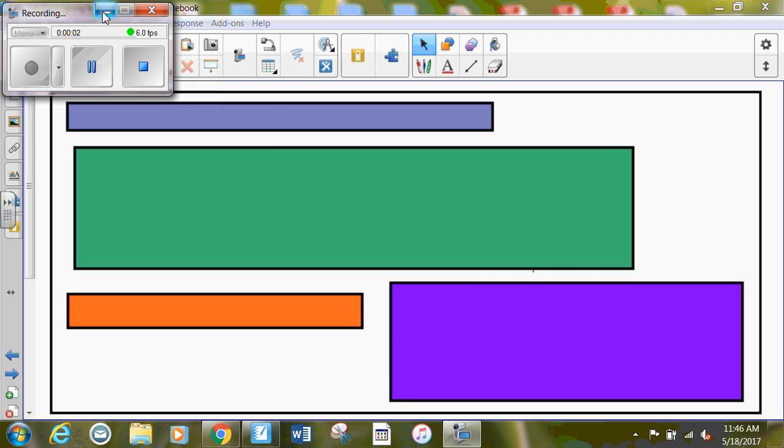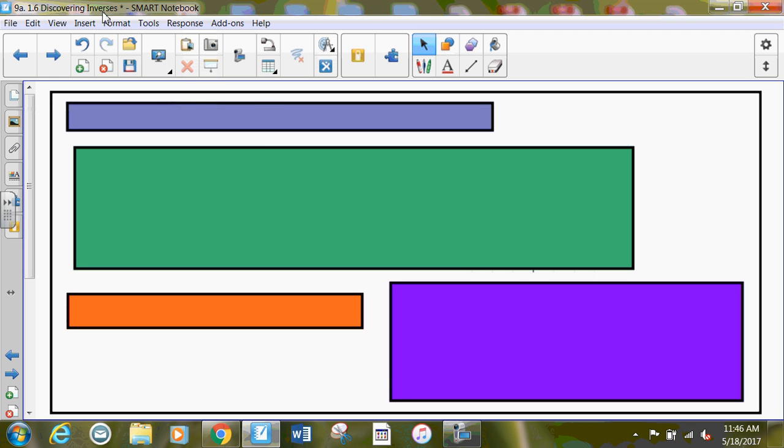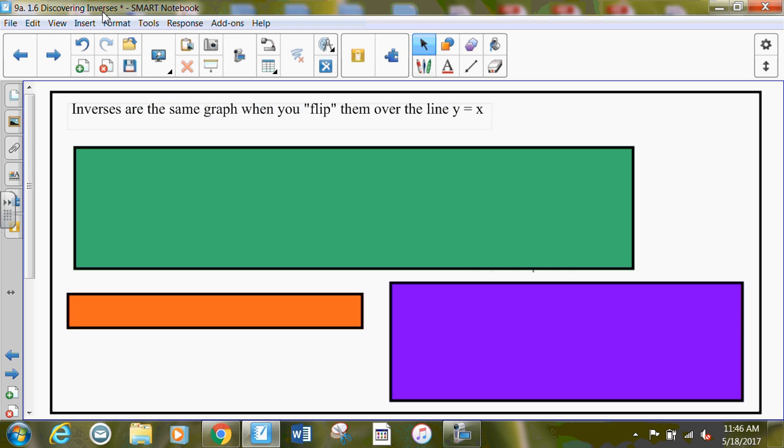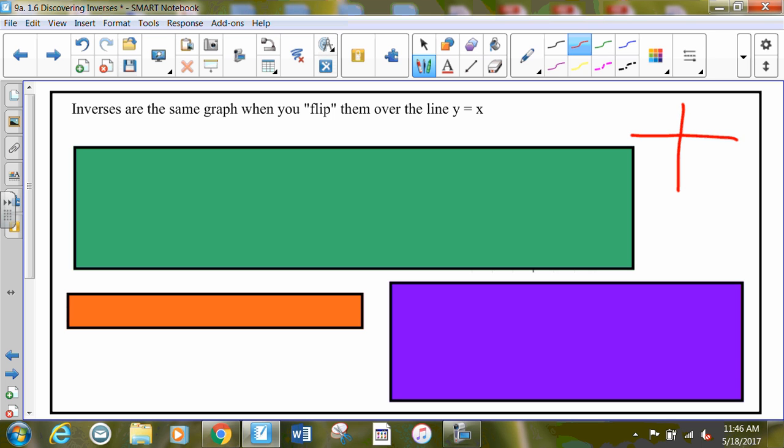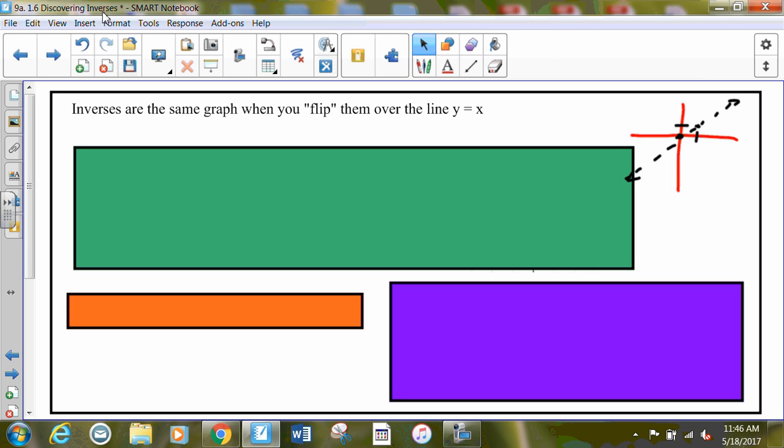Okay, let's get ready to talk about inverses, section 1.6. If we have a function and we flip it over the line y equals x, which is of course that diagonal line with a y-intercept of 0 and a slope of 1, it's going to look like this. You will get the inverse of whatever function you have.